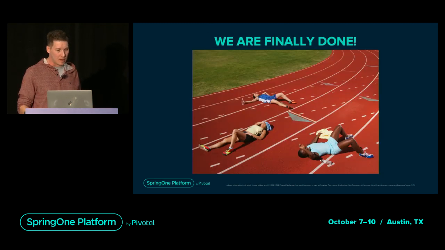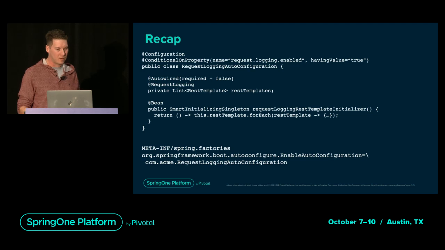Okay? And that's it. We're finally done. That's a pretty simple example. Just a recap: we've created our auto configuration. We've injected in our REST template beans with request logging, processed those using the smart initializing singleton callback, and included that in our spring.factories file to enable it by default. And then we have also added that conditional on property to give the developers the ability to opt out.